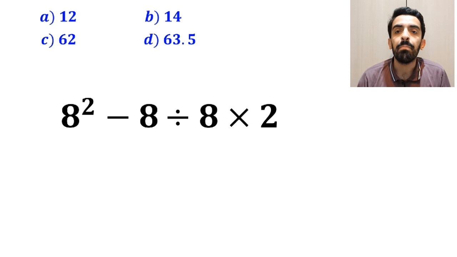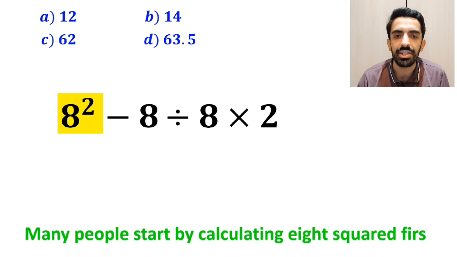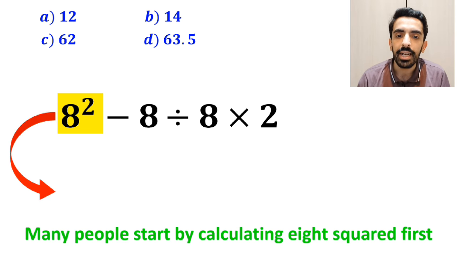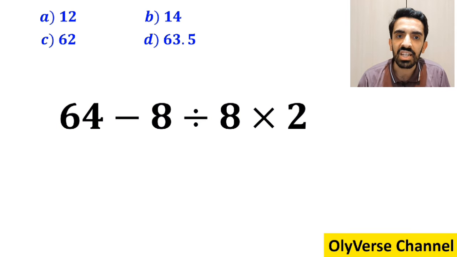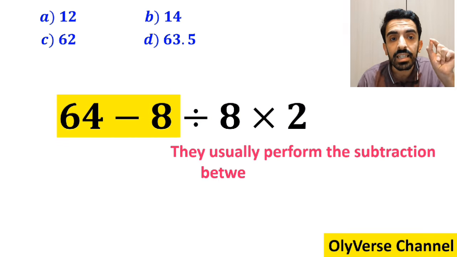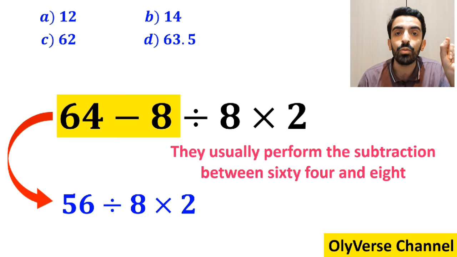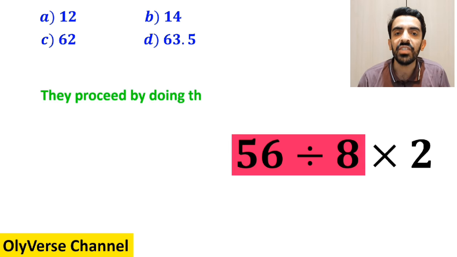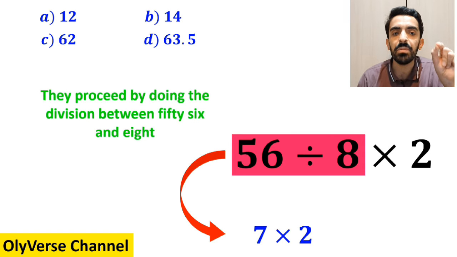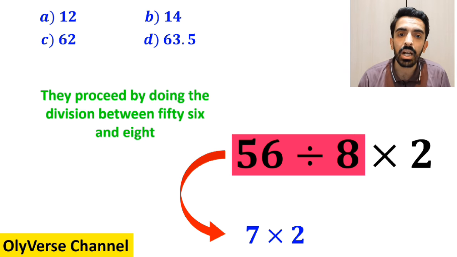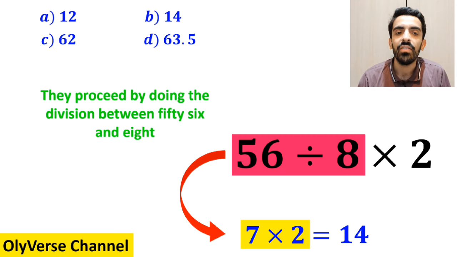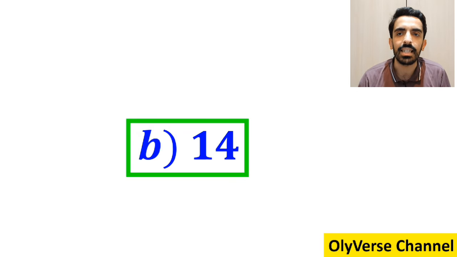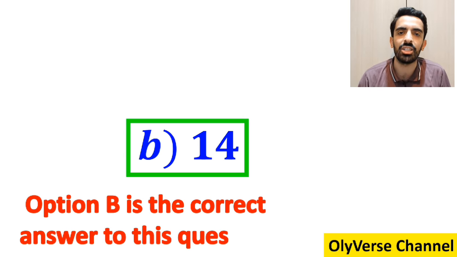To solve this problem, many people start by calculating 8 squared first. And instead of the original expression, they rewrite it as 64 minus 8 divided by 8 times 2. In the next step, they usually perform the subtraction between 64 and 8, simplifying this expression to 56 divided by 8 times 2. Then, they proceed by doing the division between 56 and 8, which gives them 7 times 2. And finally, they multiply 7 by 2, which ends up with the answer 14. Then, without any hesitation, they quickly say that option B is the correct answer to this question.